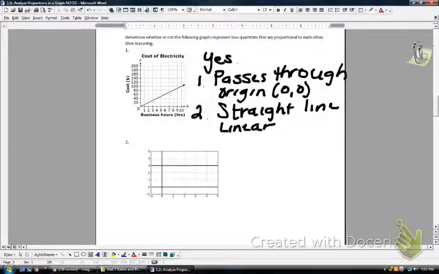All right, so let's look at our next graph. We have this line right here. This is what we're looking at. And so it is a straight line, but it does not pass through the origin. The origin is down here. So the answer to this is no. It does not meet the conditions of proportionality. And the reason is it does not pass through the origin.